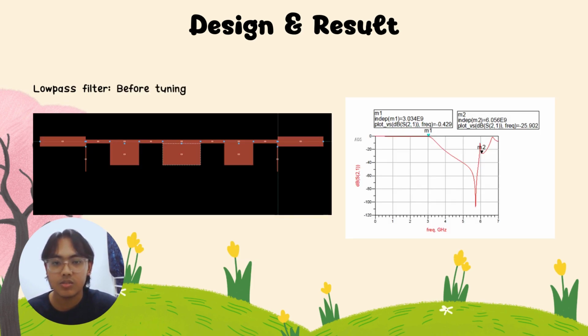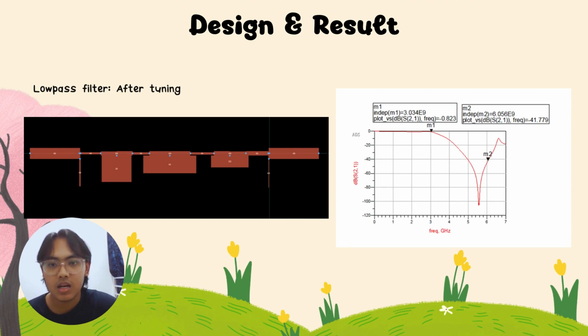Okay, so this is the result for the low pass filter before tuning. This is our layout that we get, and this is our table of dB versus frequency. For marker 1, we get 3 gigahertz at 0.429 dB, and for marker 2 we get 6 gigahertz at 25 dB.